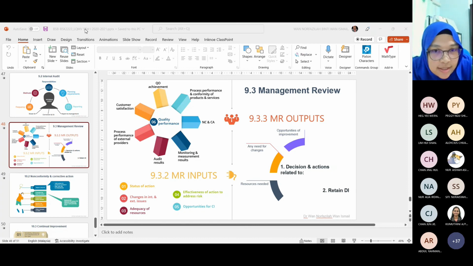How about the audit result, Doctor? Audit results? That one is 9 point yang sebelum tu, under internal audit, 9.3.3. Okay. This one, you already bring the internal audit report to the management review meeting. And after that, what are the possible documented information that we can get from management review meeting?